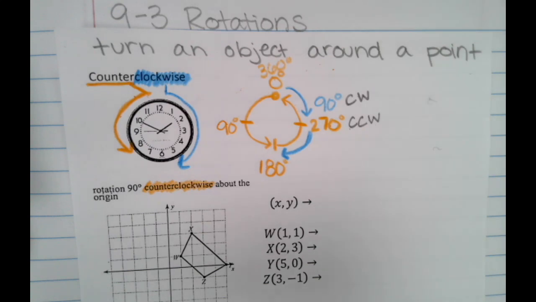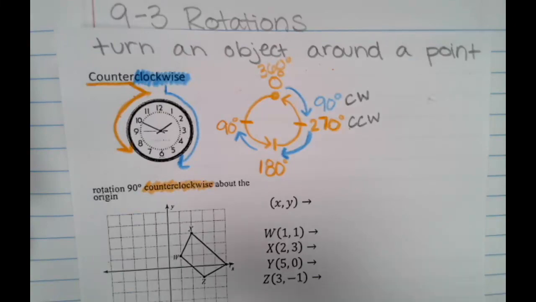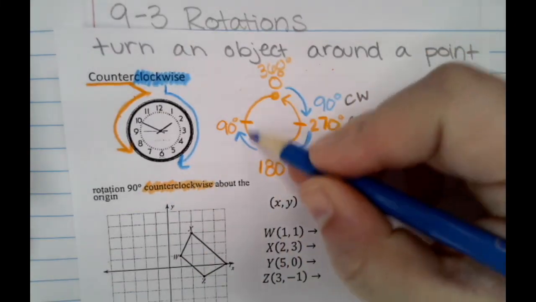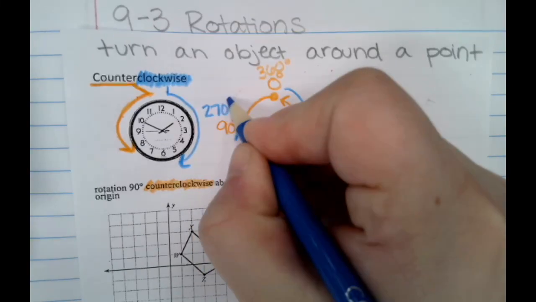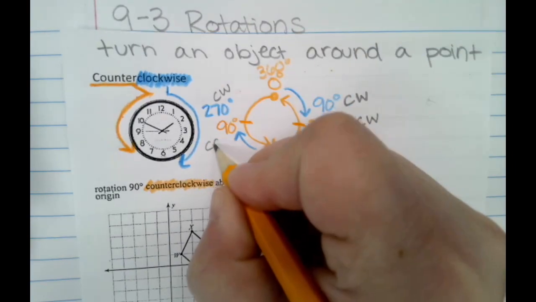If I go another 90, where do I end up at? 180. Does it matter if I go clockwise or counterclockwise for 180? No, if I tell you just to turn around, does it matter which way you turn around? No, you end up facing the same direction. So it doesn't matter counterclockwise or clockwise for that 180. But if I keep going, this 90 degrees that was counterclockwise is now what in clockwise? Yeah, 270. So it's 270 clockwise, 90 degrees counterclockwise.